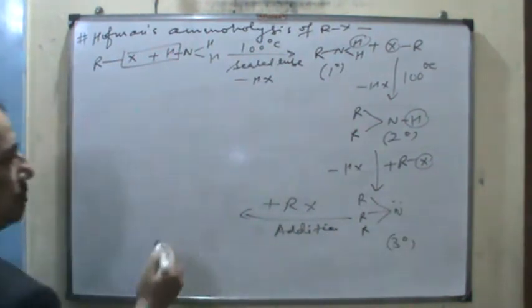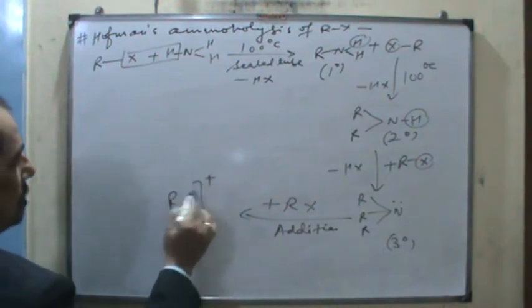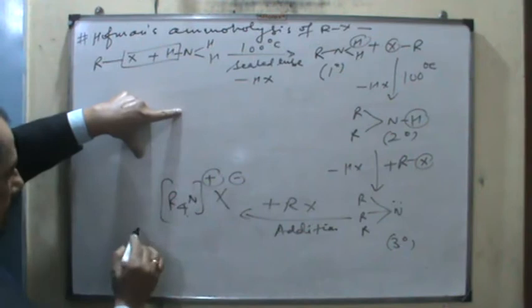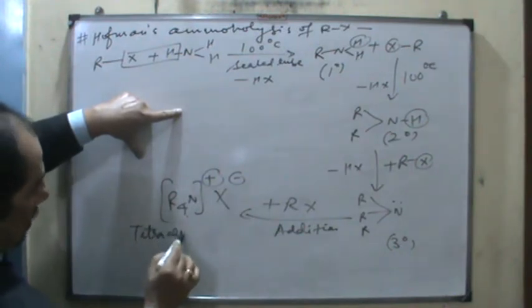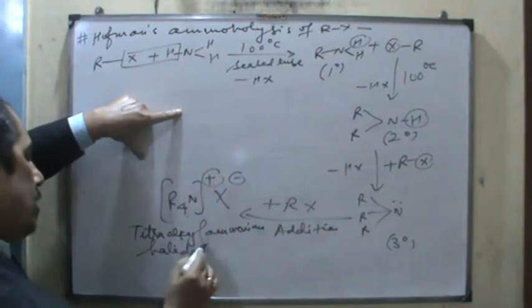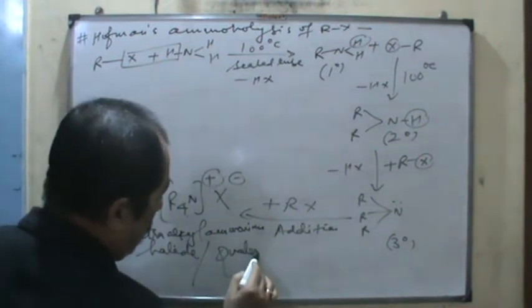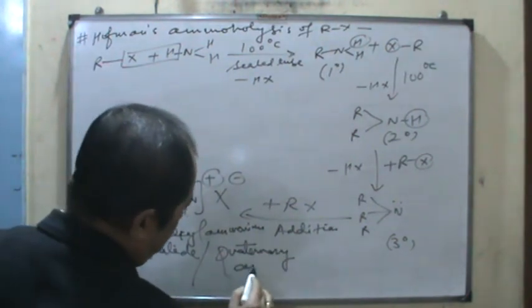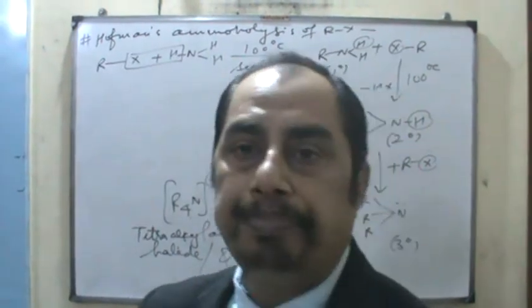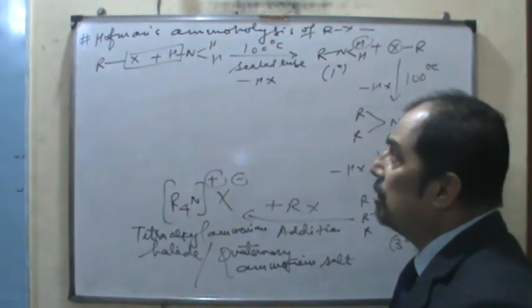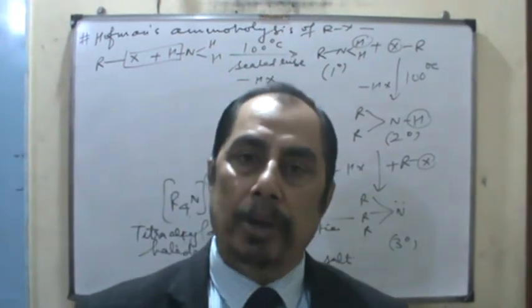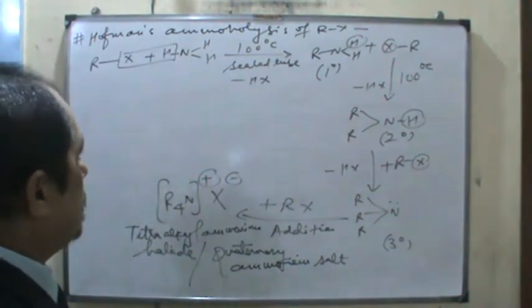Now again addition of RX. Due to the presence of the lone pair of the electron, it forms a very important salt, tetraalkyl ammonium halide, or it is known as quaternary ammonium salt. So it's all right now. So all the methods of preparation, reduction of cyanide or nitrile, reduction of amide, reduction of nitro compounds, now Hoffman's ammonolysis are done.